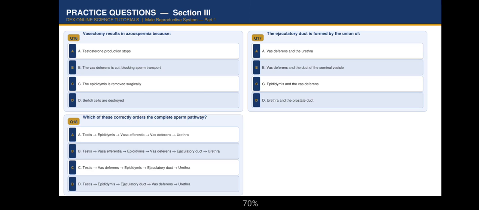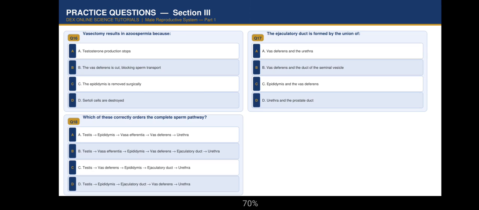Number 16, vasectomy results in azoospermia because A, testosterone production stops, B, the vas deferens is cut, blocking sperm transport, C, the epididymis is removed surgically, and D, Leydig cells are destroyed. The answer is B, the vas deferens is cut, blocking sperm transport. Number 17, the ejaculatory duct is formed by the union of A, vas deferens and urethra, B, vas deferens and the ducts of the seminal vesicles, C, epididymis and the vas deferens, D, urethra and the prostate duct. The answer is the vas deferens and the ducts of the seminal vesicles.